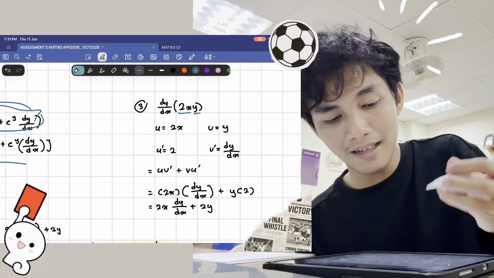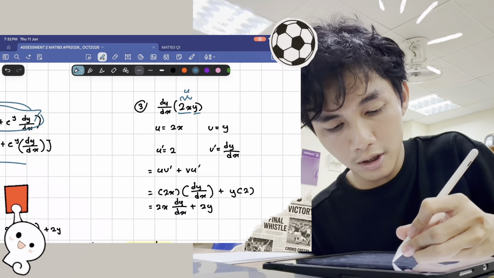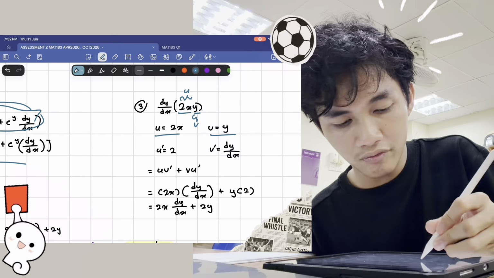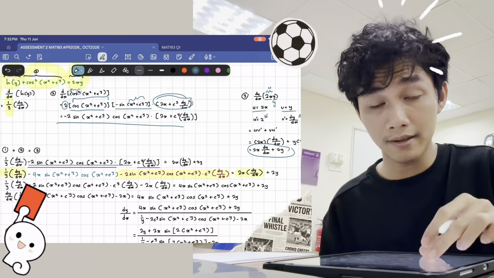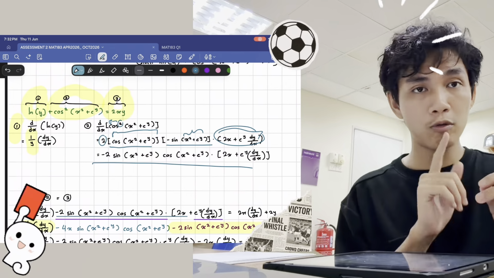So basically we use the product rule, which is u v. This one is u, and this one is v. So u v, and then differentiate between the two, and this one is x, and this is the question, and this is the answer.